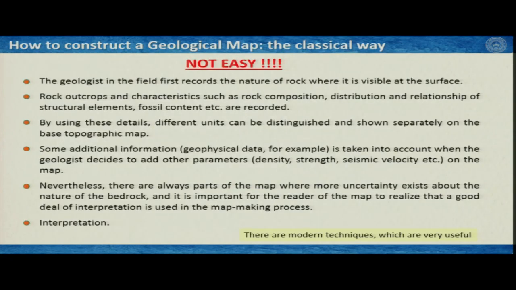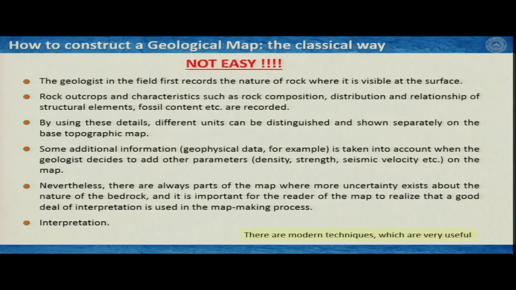Now, how this map is constructed, again I'm not going into the detail, but I tell you it is not a very easy task. So there are a series of processes. A geologist in the field first has to go, and then he has to record the nature of rock where it is visible at the surface and it is not visible everywhere. That's quite common. Then rock outcrops and characteristics such as rock composition, distribution and relationship of structural elements, fossil contents, etc. The geologist does record in his notebook and so on, and nowadays maybe in the mobile phone or laptop or with some digital mapping softwares.